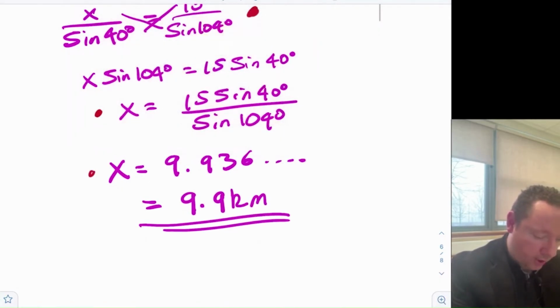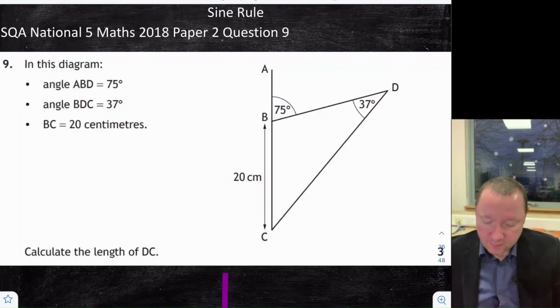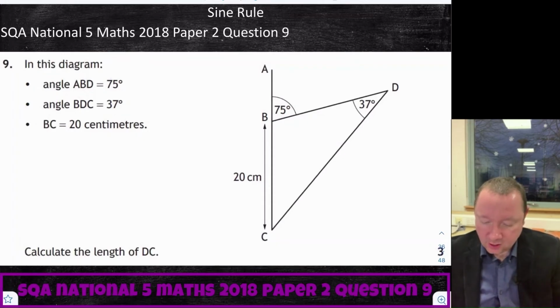Try not to forget your units. In National 5, there's one question where they will mark the units. They won't take marks off for forgetting the units in all questions, but there's one question you can never tell which one it's going to be, so just make sure you do your units. National 5 Maths 2018, Paper 2, Question 9 had this question.